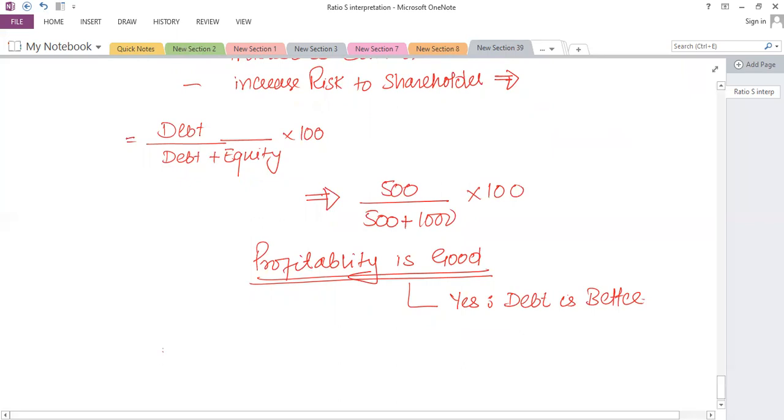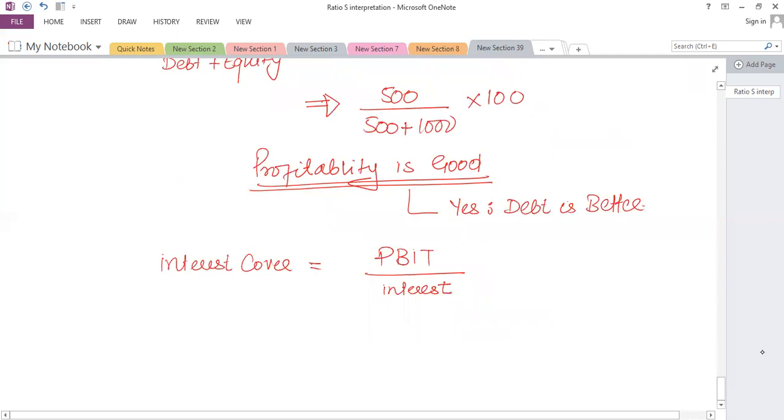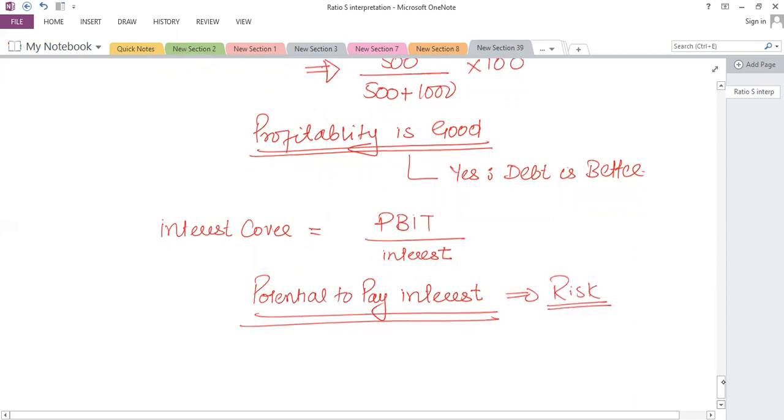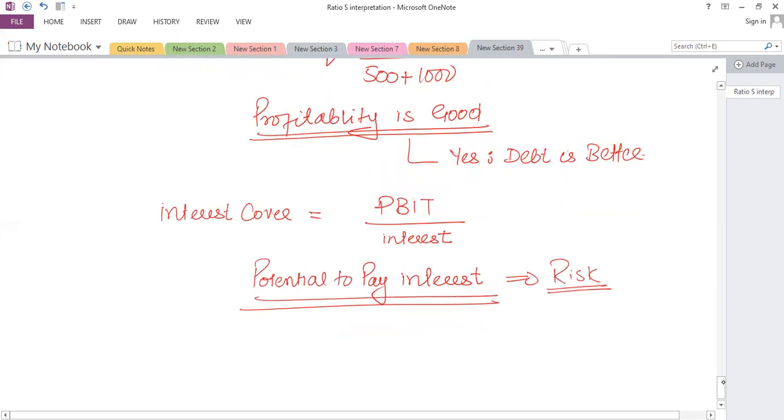Another thing is the interest coverage ratio. The formula is PBIT divided by your interest commitments. This is again a very important ratio, which we calculate from the profit and loss account. It says your capacity, your potential to pay interest. Now, this is again connected with risk: if your profitability is decreasing and you have increased your interest, then obviously there is a fall in the interest cover ratio.